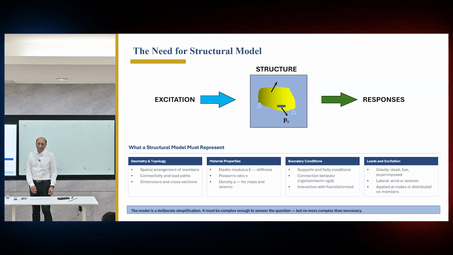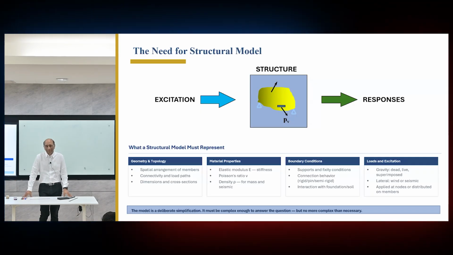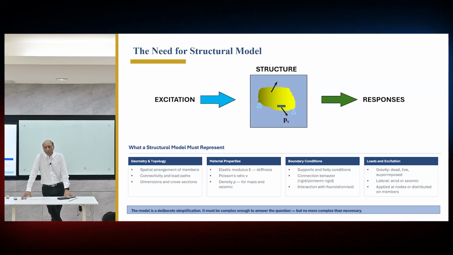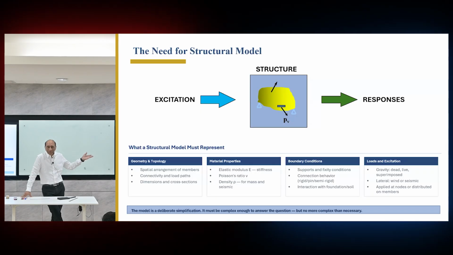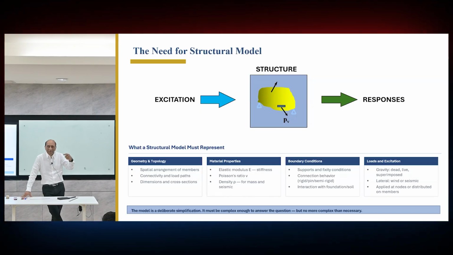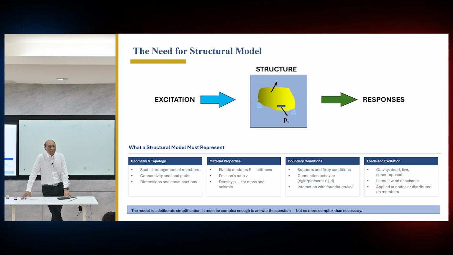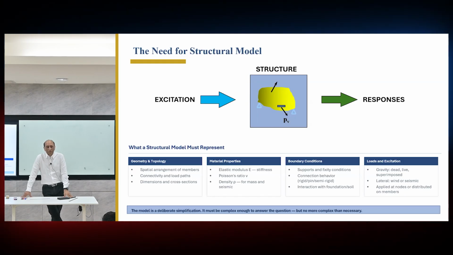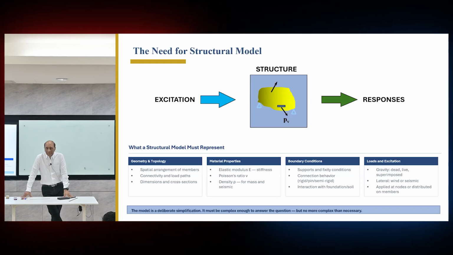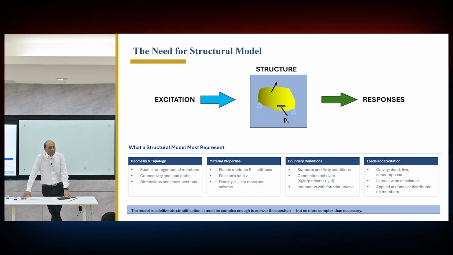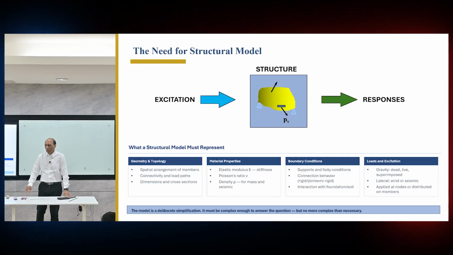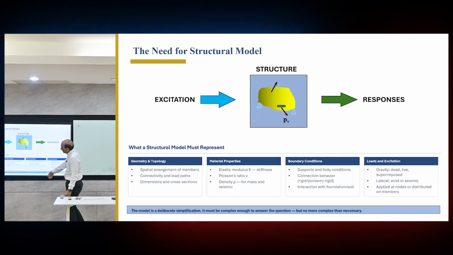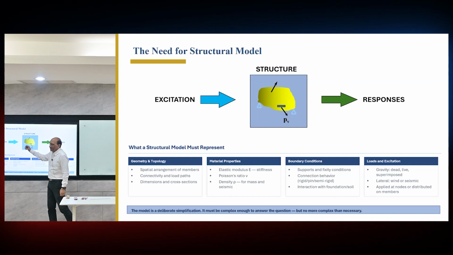Then the loads and excitation. Oh, that's another story altogether. We simplify the load so much. As I told you, wind is so complicated, you convert that into a pressure. Earthquake, we don't do time history analysis, we convert that into a lateral load or, at best, a response spectrum. Same thing with every load. So we simplify the loads a lot, we simplify the boundary very much, the materials, the geometry.